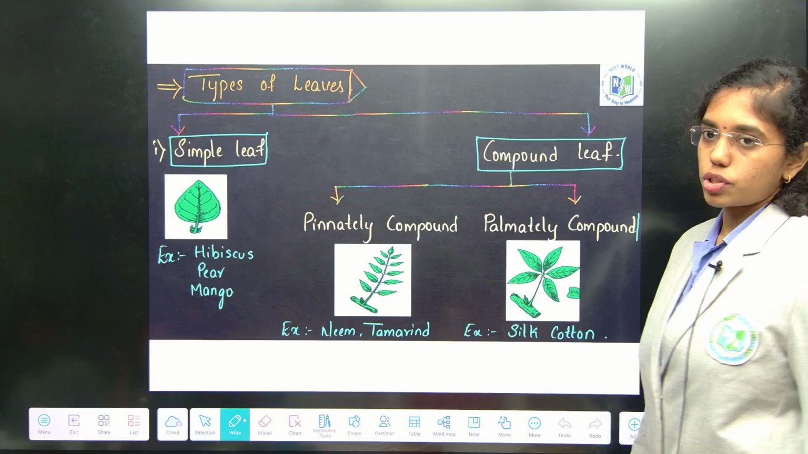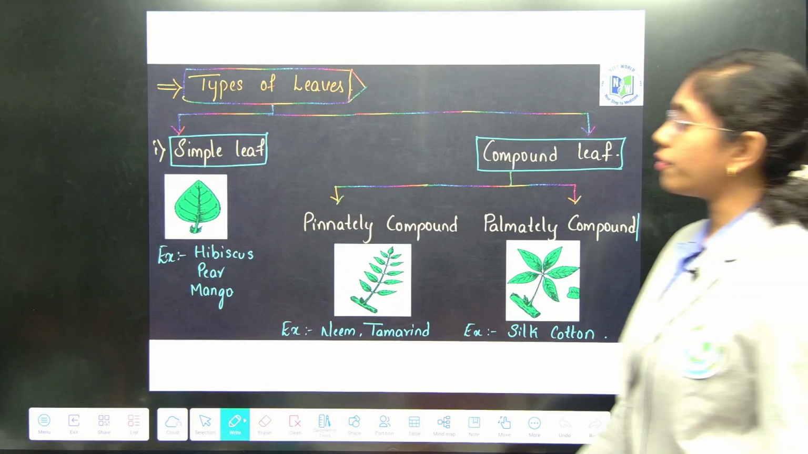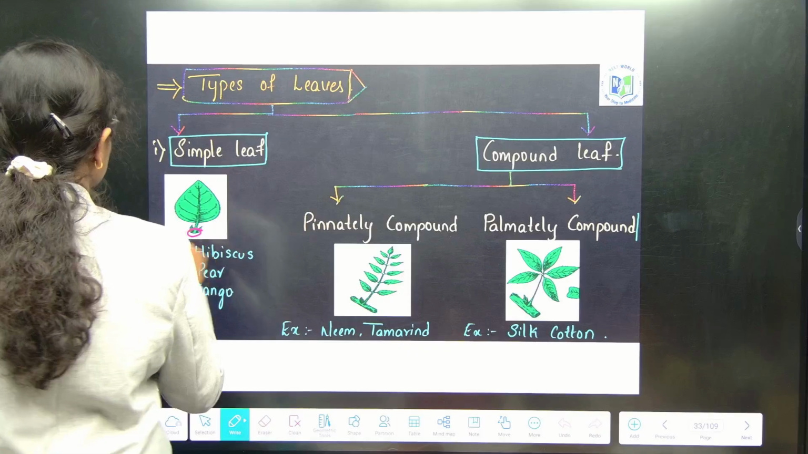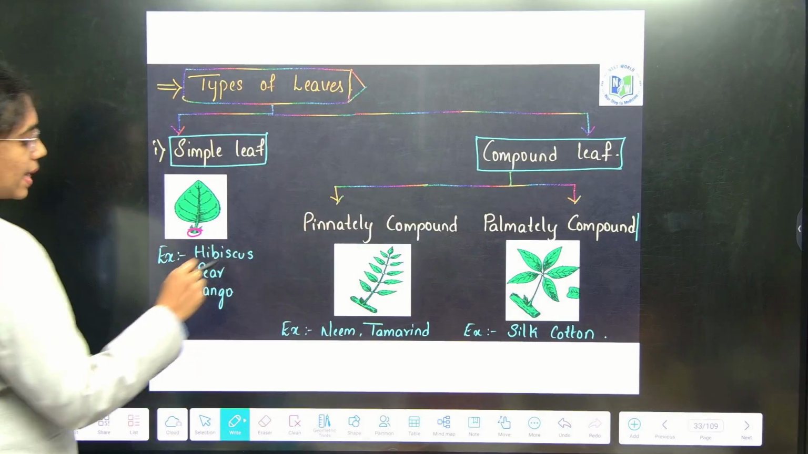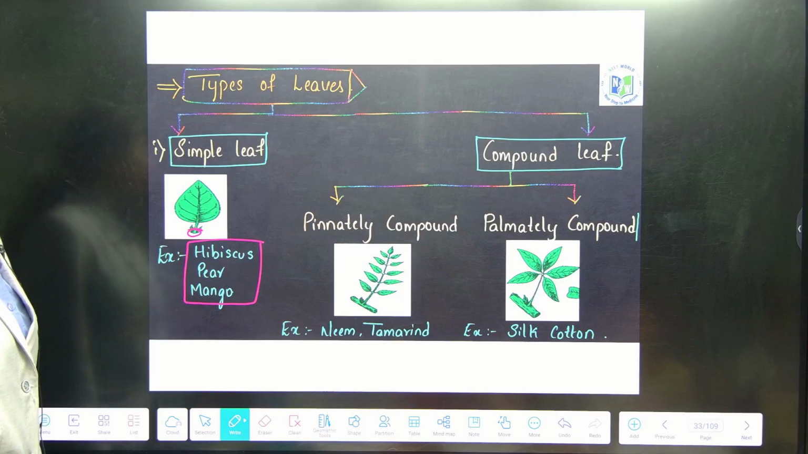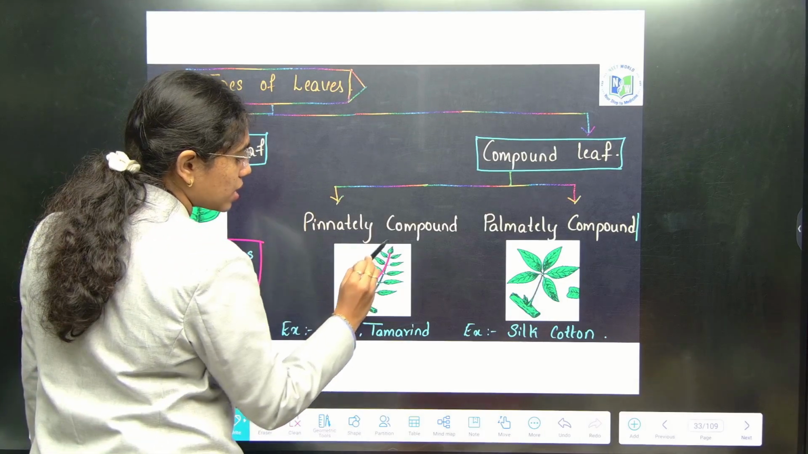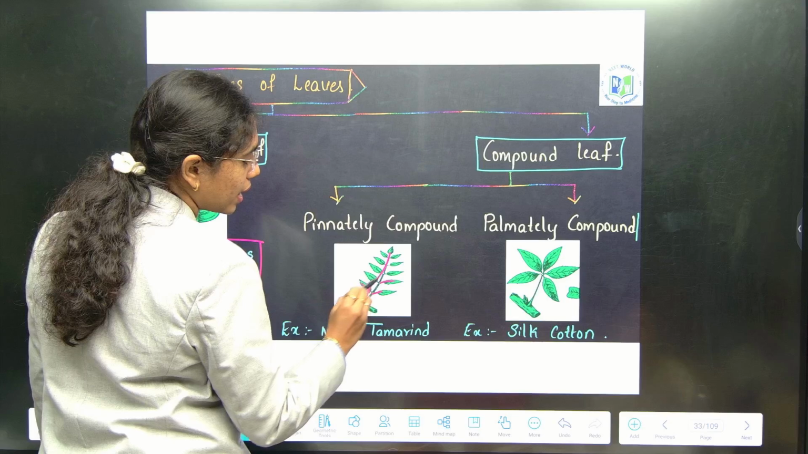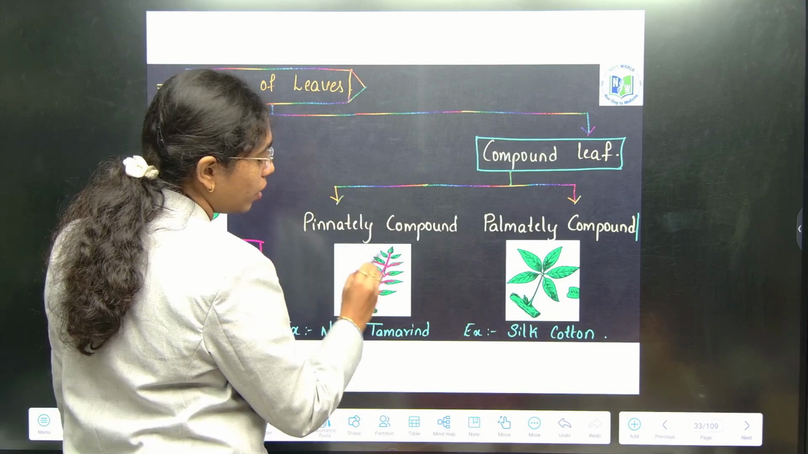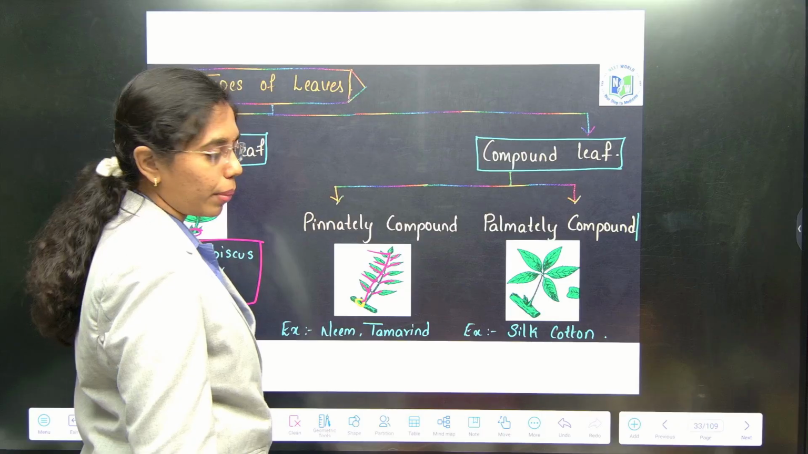Types of leaves. You have simple leaf and compound leaves. In a simple leaf, a single leaflet arises at each node. Examples, hibiscus, pear, mango. Pinnately compound: at each nodal region, there is a sub branch that arises, which develops into what? A new leaflet completely. This is pinnately compound.